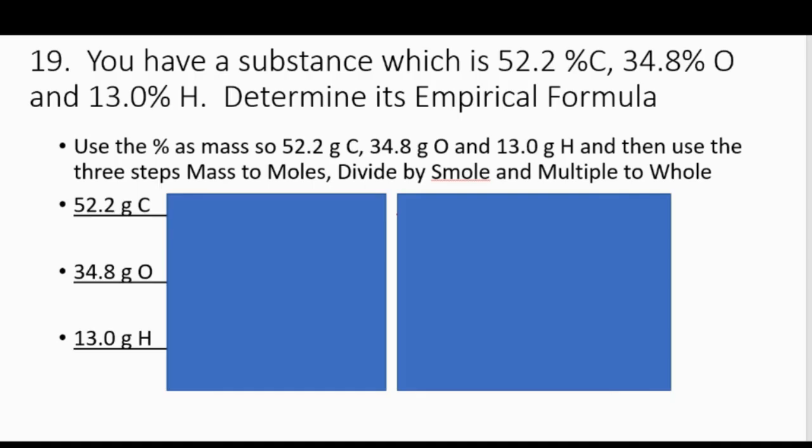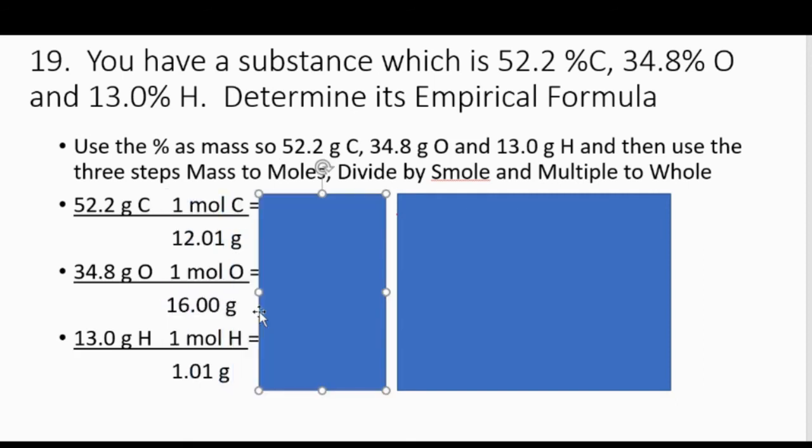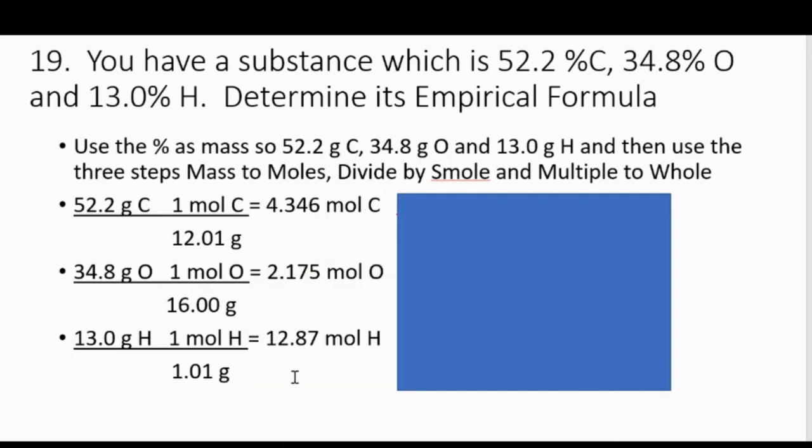And our last slide is another empirical formula. Again, we have percentages. If we just have percentages, we can pretend that they are masses also. So I used the percentages as if they were masses. I just said 52% is 52 grams, 34 is 34 grams, 13 is 13 grams. And then I'm going to go through those same 3 steps. Mass to moles. I wrote down my masses. Let's convert them to moles. I went to the periodic table and I looked up carbon, oxygen, and hydrogen. And I got these mole values.